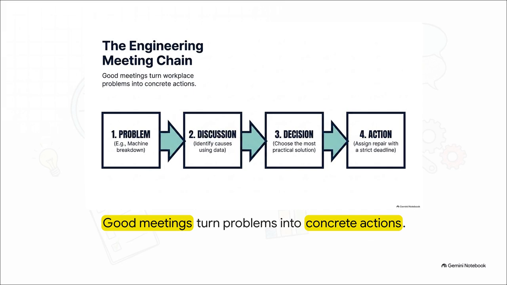Now, a successful meeting actually starts way before anyone even sits down at the table. You've got to keep this core chronological process in mind. It's basically a chain. We start with a problem, say a repeated CNC machine breakdown. Then we move into discussion, right, where we identify causes using real data. From there, we absolutely must reach a decision, choosing the most practical solution. And finally, we end with action, assigning the repair with a strict deadline. Problem, discussion, decision, action. If your meeting isn't following this exact chain, well, it's just not working.